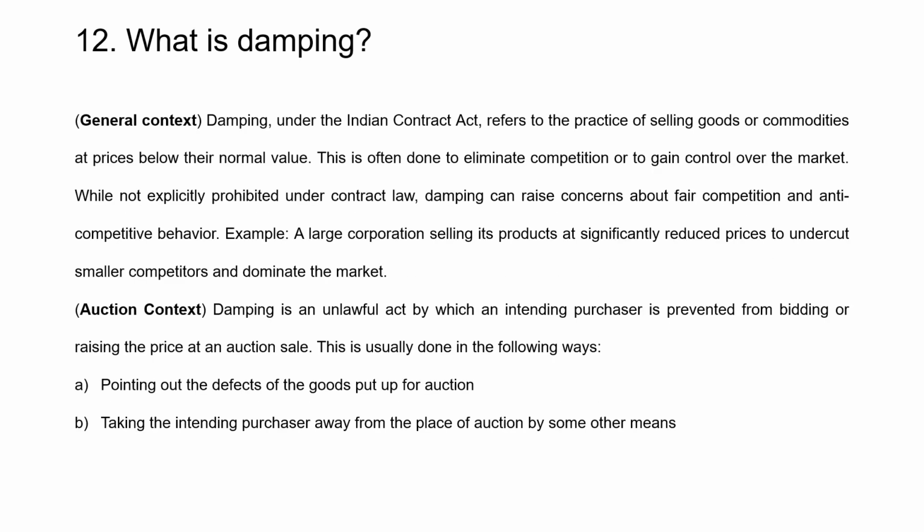Question number 12. What is damping? Damping under the Indian Contract Act refers to the practice of selling goods or commodities at prices below their normal value. This is often done to eliminate competition or to gain control over the market. While not explicitly prohibited under contract law, damping can raise concerns about fair competition and anti-competitive behavior. Example: a large corporation selling its products at significantly reduced prices to undercut smaller competitors and dominate the market.